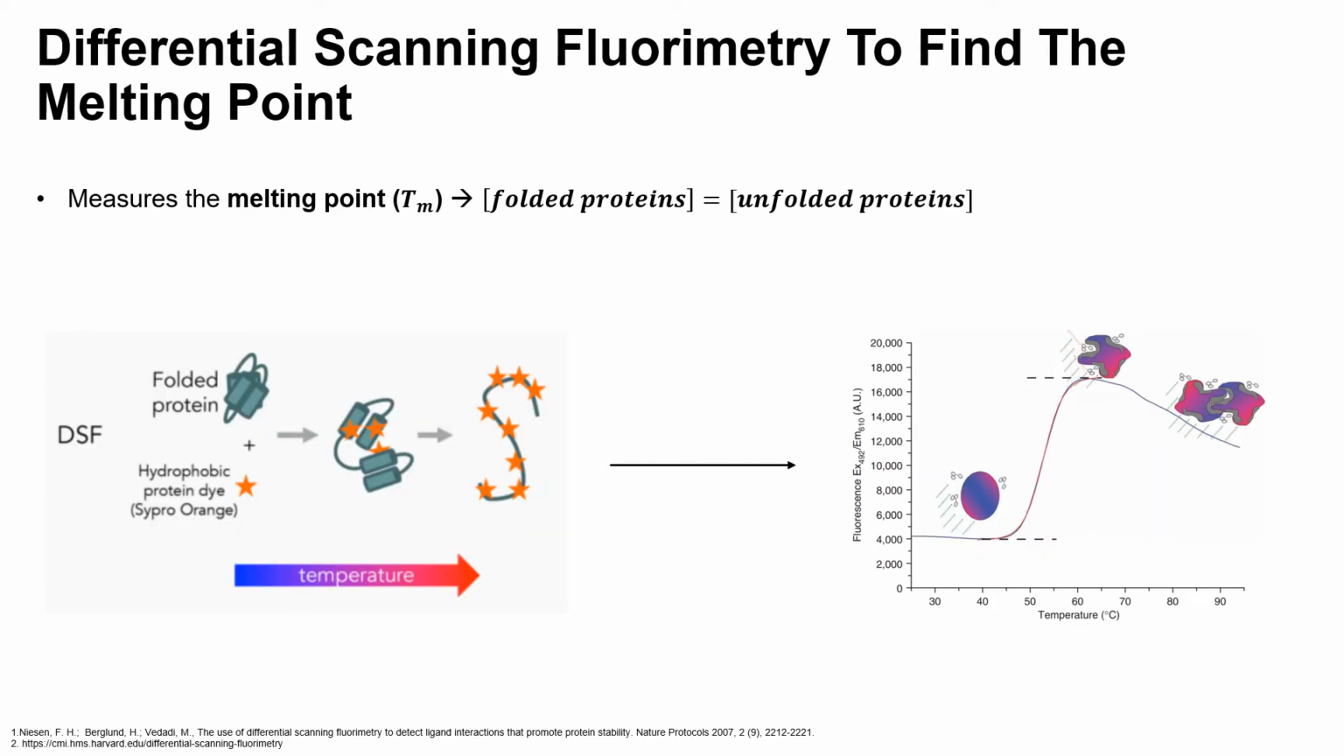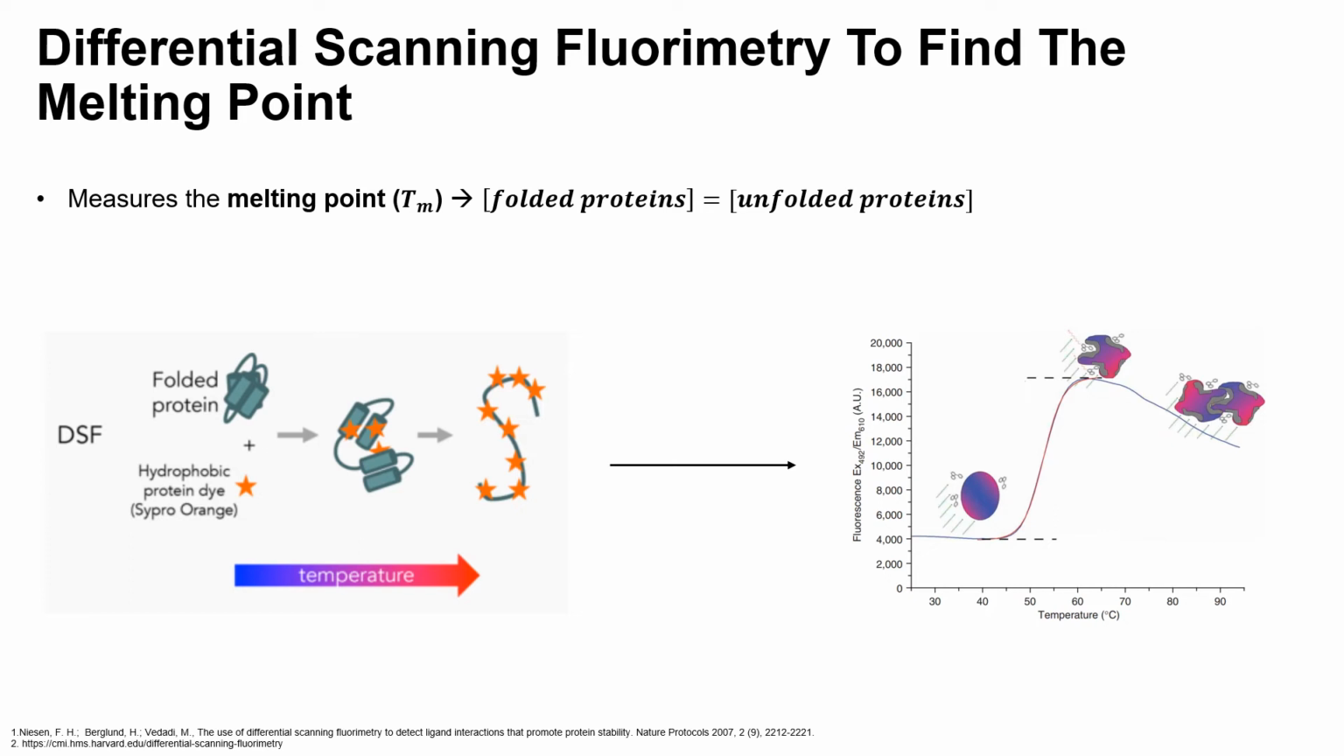We can also compare the stability of the different oligomeric states by finding the melting point of each protein, which is the temperature at which the number of folded proteins in solution is equal to the number of unfolded proteins. The higher their melting point, the more stable the protein is. Differential scanning fluorimetry, or DSF for short, is a technique used to measure the melting point. The technique uses a hydrophobic protein dye called Sypro Orange to monitor protein unfolding as we ramp up the temperature.